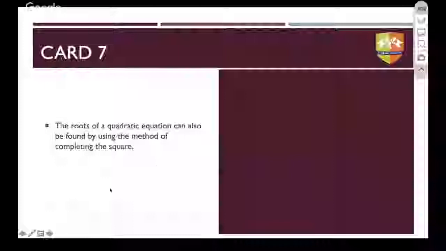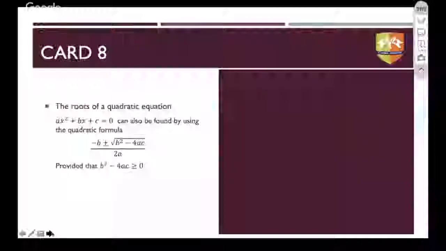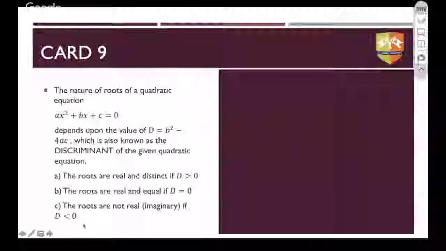So we discussed this. Roots of a quadratic equation can also be found by using the method of completing the square. And next is this quadratic formula. Now, here is an important thing, which is discussed in the next slide. So let me go to the next slide. Now, here we are talking about the nature of roots of a quadratic equation. Okay, so now there will be questions on nature of roots of quadratic equation. So how do we find out?